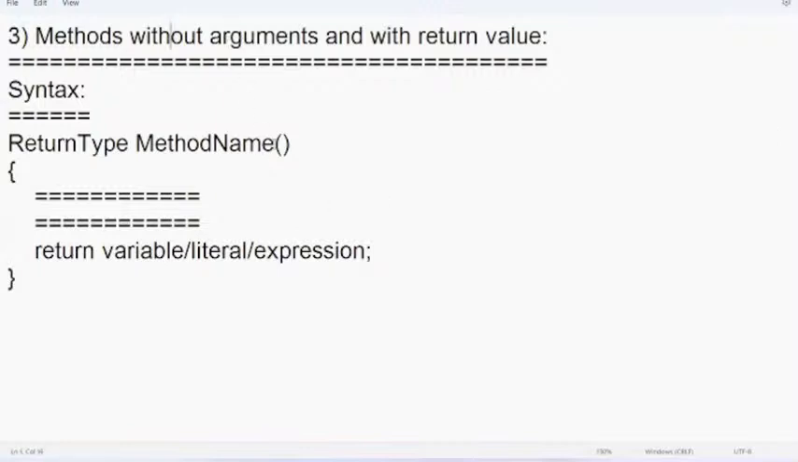Methods without arguments, so in the brackets, no arguments. With return value, so the return keyword will be there. Return keyword, variable, literal or expression. If you write a variable, the value of the variable comes. If you write a literal, the value comes directly. If you write an expression, the expression is evaluated and that result comes. Okay.